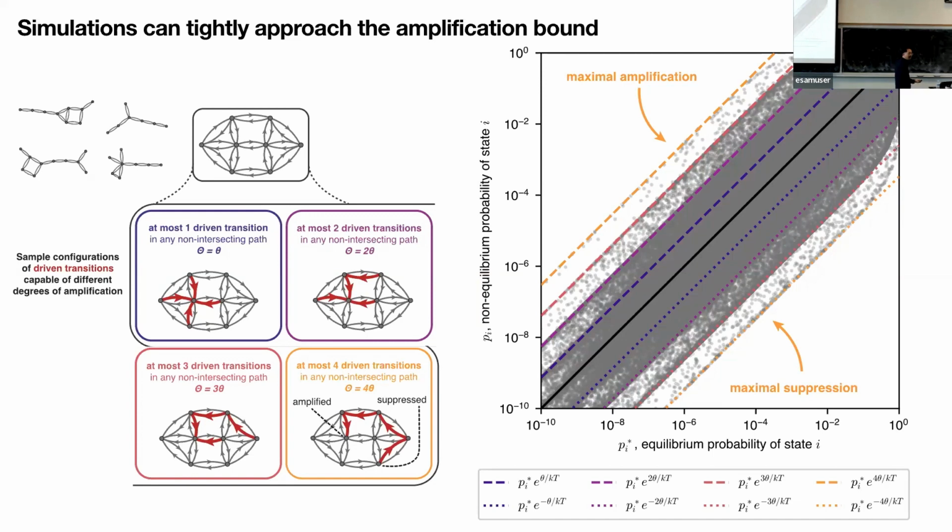Sorry, I probably missed this. So PI is a generic state or any state? Any state, yeah. PI star is the probability of that state when the red arrows are not applied, and PI is the probability of that state when the red arrows are applied.